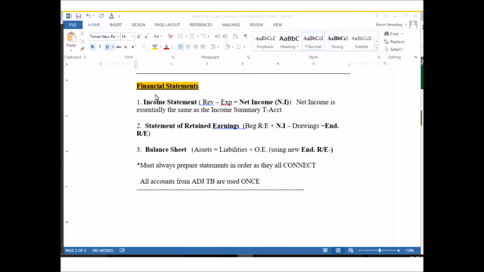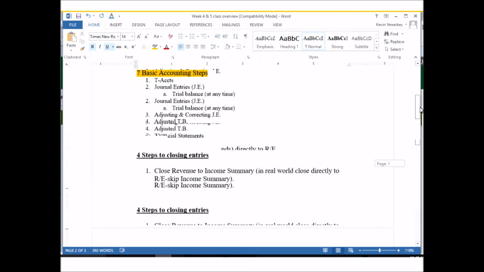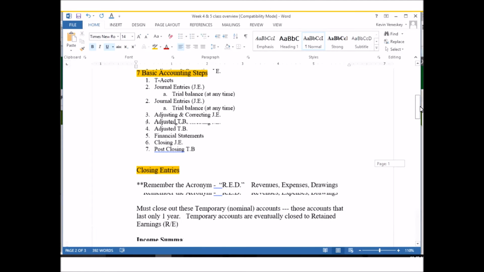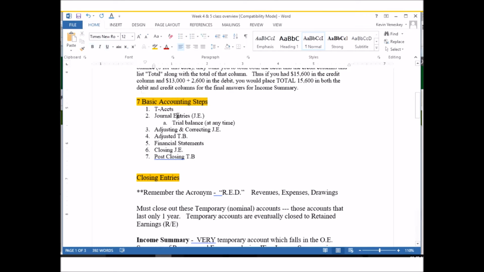Now we're ready to look at the financial statements when we're talking about our accounting sequence in the order of the basic steps. Let me review that. The 7 basic steps of accounting. We have our T accounts and our journal entries.